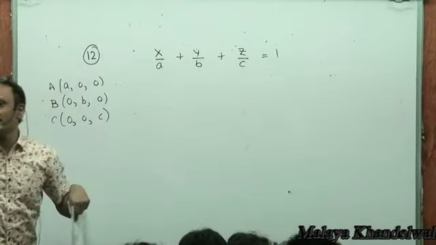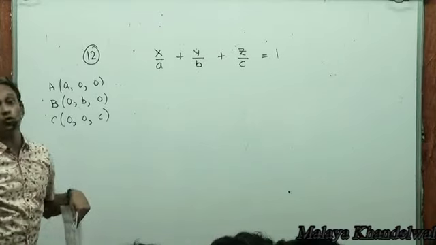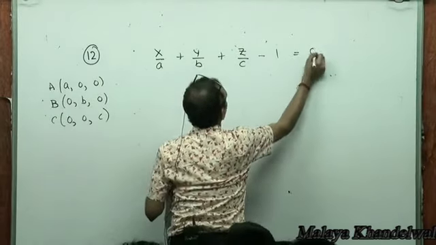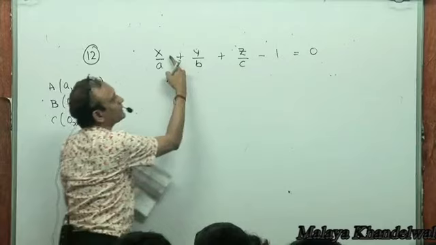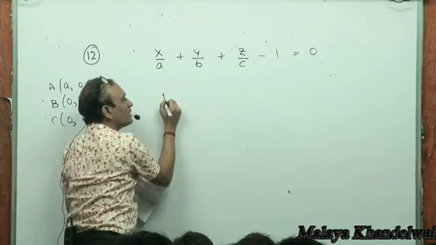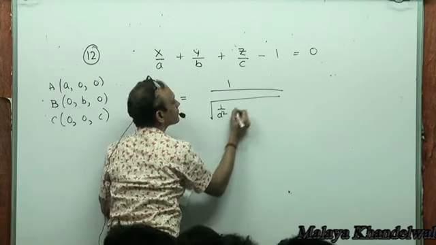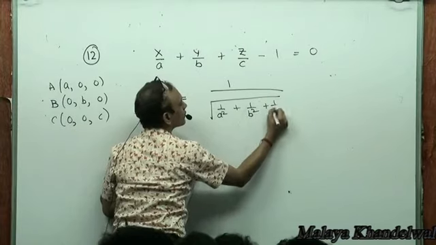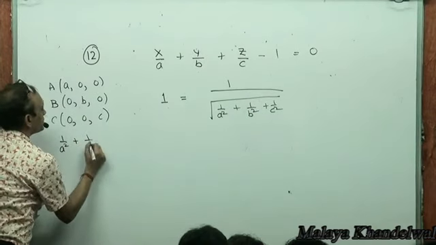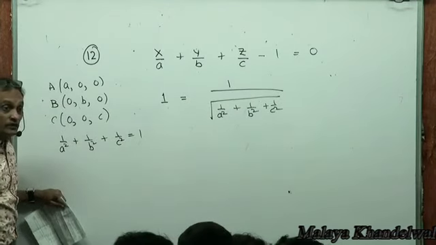And a, b, c are parameters, they vary, but subject to a condition that the distance of this plane from the origin is 1 unit. So what should a, b and c be? This: x by a plus y by b plus z by c minus 1 equal to 0. Its distance from the origin is obtained by plugging in x equal to 0, y equal to 0, taking the modulus, and dividing by the root of the sum of squares of the coefficients. So the distance from the origin is 1 divided by root of 1 by a squared plus 1 by b squared plus 1 by c squared, yes or no? That means 1 by a squared plus 1 by b squared plus 1 by c squared is 1. This must be my condition on the parameters a, b, c.